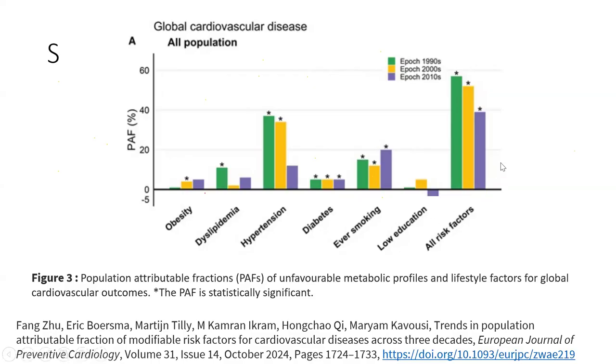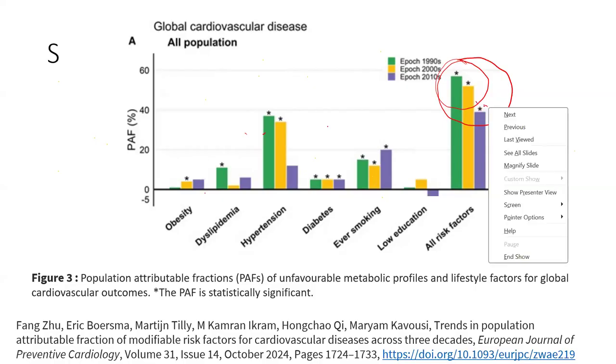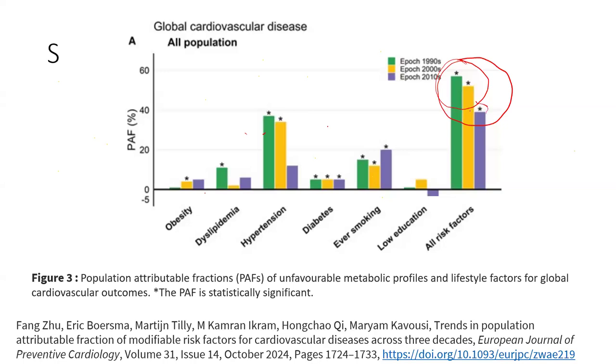So in total, if you look at all the risk factors at the extreme right, how many are there? 1, 2, 3, 4, 5, 6 risk factors. They are contributing to how much? So you will see that in the first 2 decades, more than 50% was attributable to these 6 risk factors. But in the 2010s, you are seeing that less than 40% is attributable to these 6 risk factors.